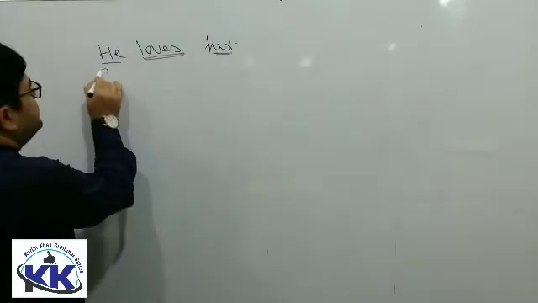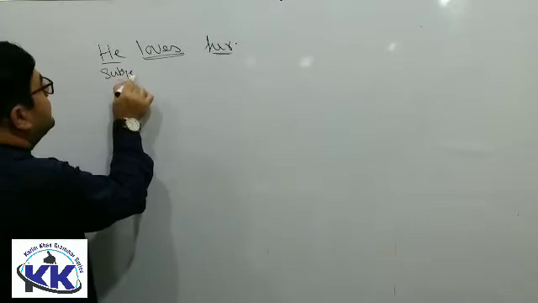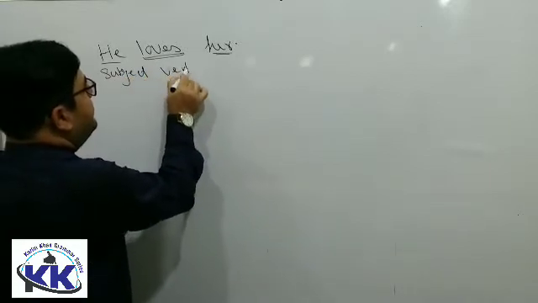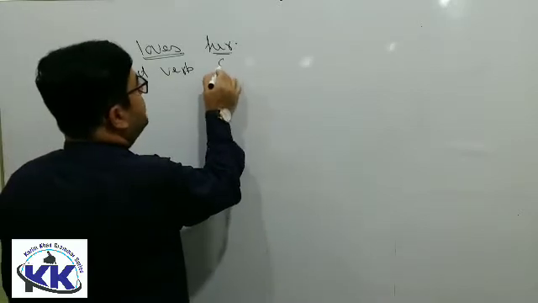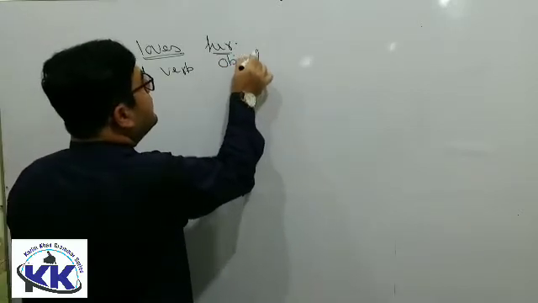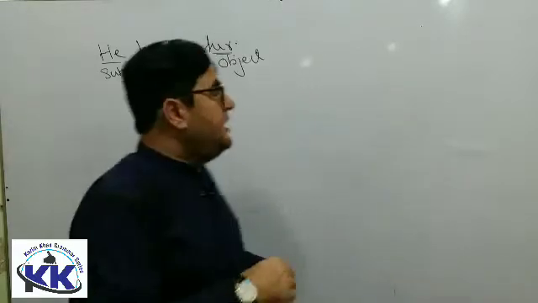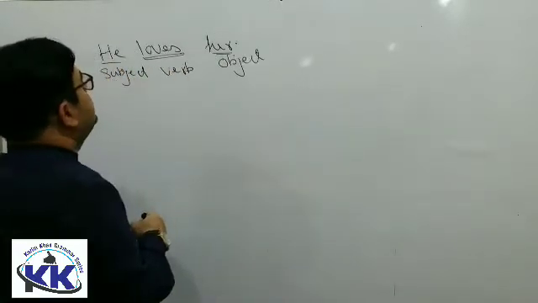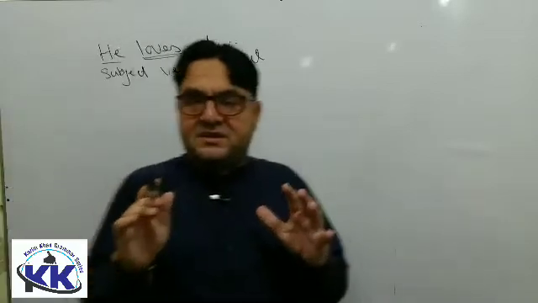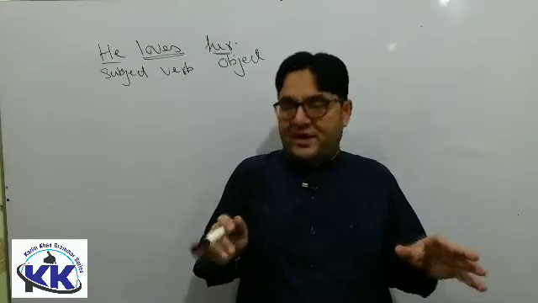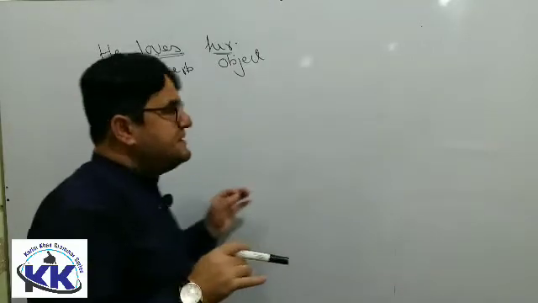"He" is the subject. "Loves" is the verb and "her" is the object. "Her" is the objective case of "she." So "he loves her." This grammatical structure is correct. There is no question in the grammatical structure of the sentence.